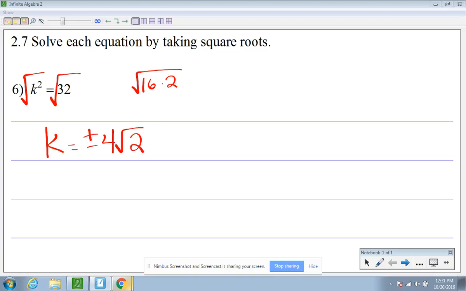And then don't forget that anytime you're solving using square roots, you have to have a positive and negative answer. So don't forget your plus or minus sign in there. This is our final solution. That's it.